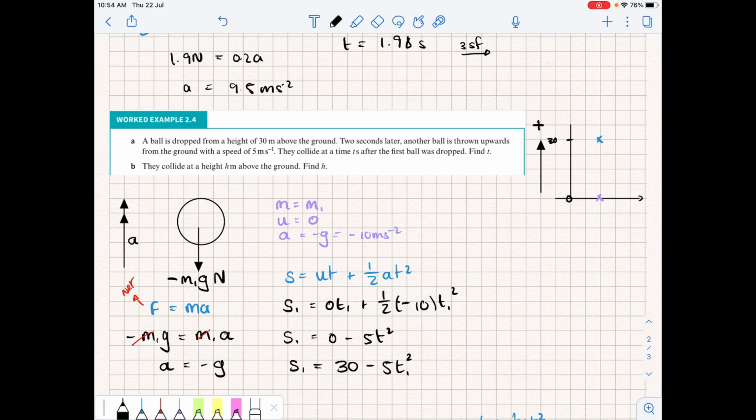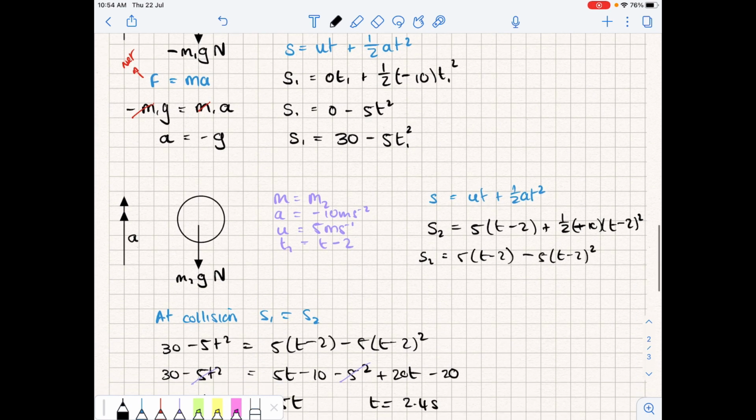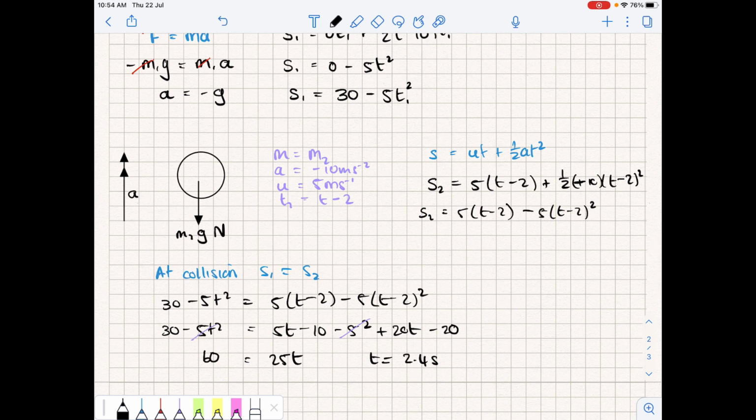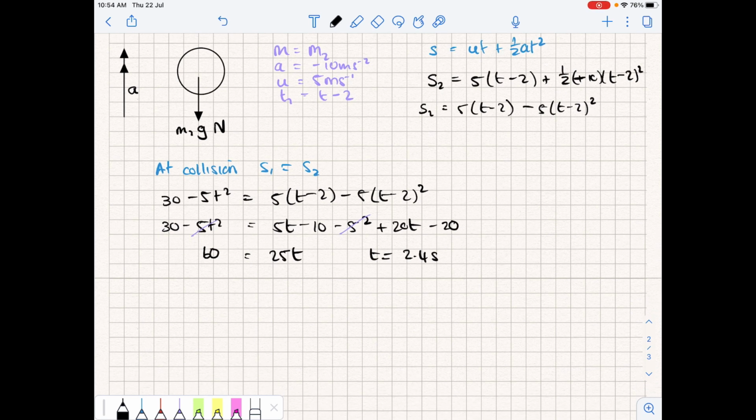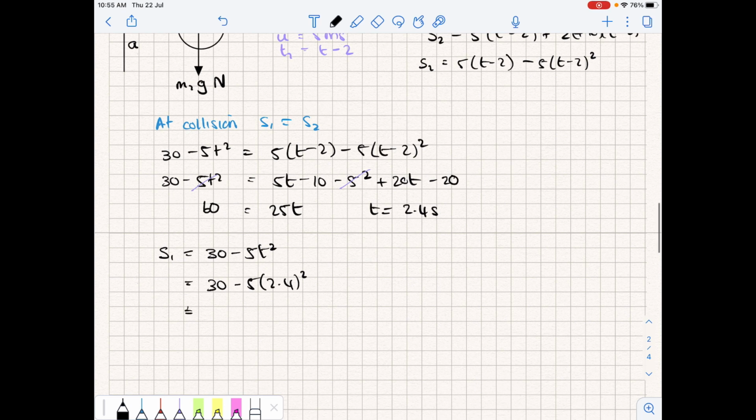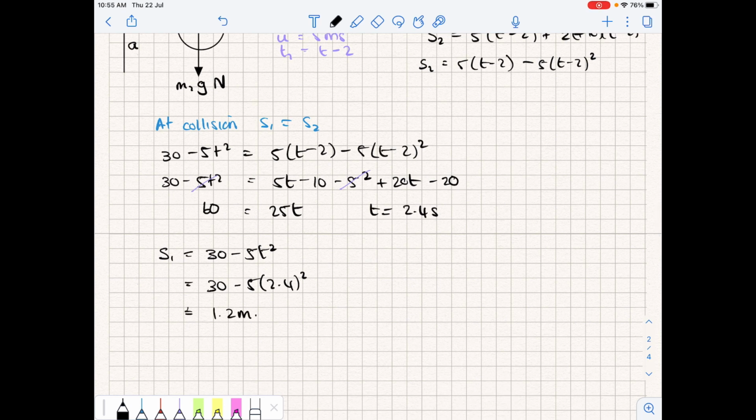Now, we need to find the height. We can find the height using either one of our two displacement functions, because they happen at the same time. We have a choice, and usually the best thing is to use the easier one. In our case, this is going to be 30 minus 5t squared. It's just the easier one. With 2.4 squared, this is going to give me 1.2 meters. So they collide 1.2 meters above the ground.